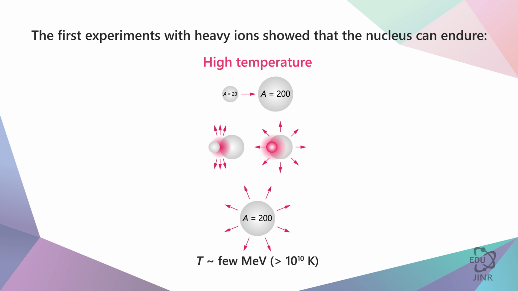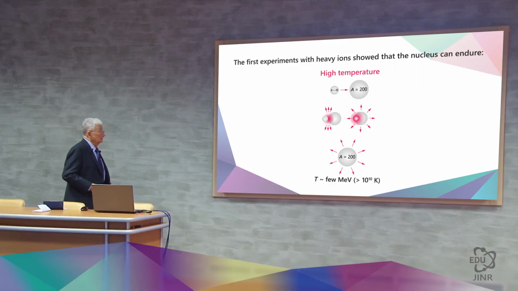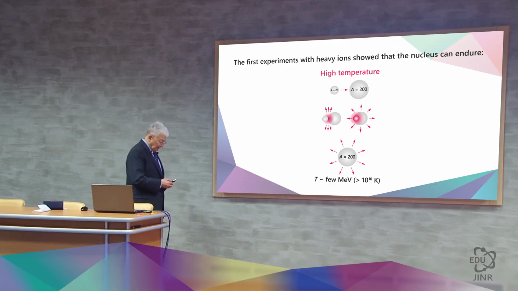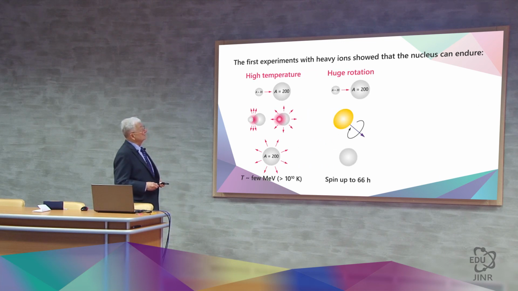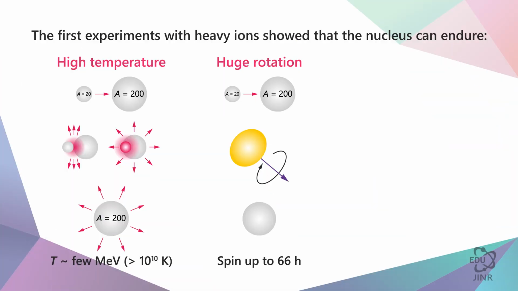The first experiments with heavy ions showed that as a result of the collision of two nuclei, a nucleus with a very high temperature can be obtained. The nucleus can be heated to a temperature of several mega-electron volt, which is more than 10 to the power of 10 Kelvin. It has shown that in tangential collisions and the capture of heavy projectiles, the nucleus will spin wildly, and the spin of this nucleus can be 66 to 70 ħ, maybe even 80.